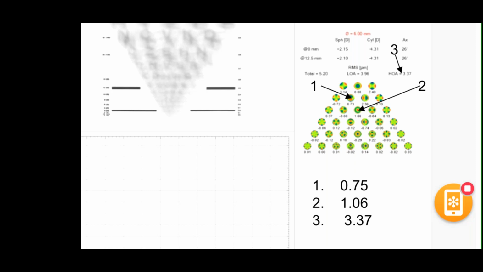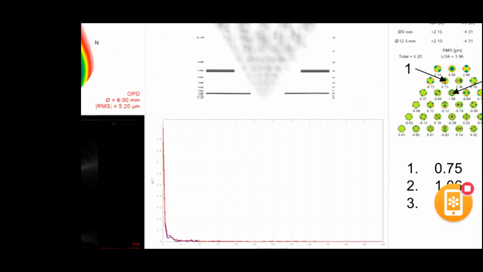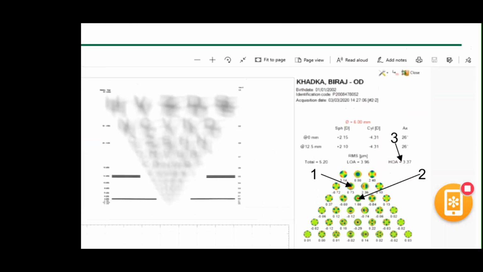So number 1, the vertical coma, is 0.75. That's quite high. Then number 2 is spherical aberration, 1.0, so very high. And number 3, the higher order aberration at the end, is about 3.37, which is very, very high. This is the reason why a keratoconic patient, even after you give them a nice proper glass with 6/6 vision, always has some issues because of the higher order aberrations. The vision is not as good. They have so much light scattering, which can be reduced by contact lenses.